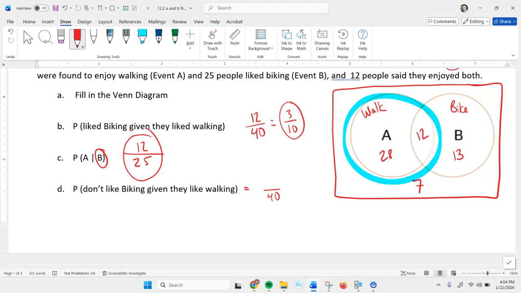So that's 28. So we're not looking at the overlap in this case. We're looking at, in that circle, how many of them don't bike. So there's 28 of them that don't bike. So if we reduce that, that reduces to 7 over 10.